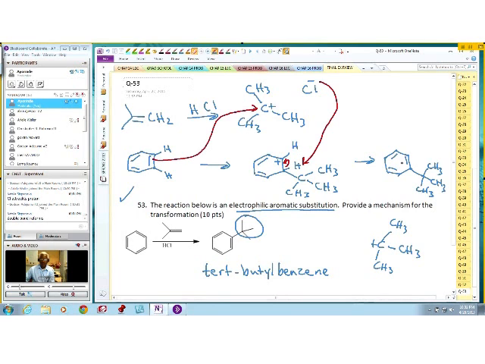And that is what they ask us to do, and that is what this is right here. So we have now given the mechanism of this reaction. Okay, so far so good. I think we will be out of here within the next 10 minutes. That is good. Let us go to 54. We have 2 more problems to solve.